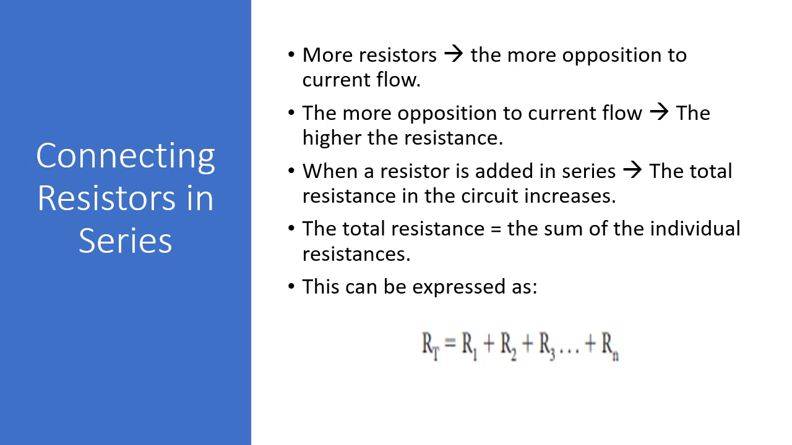The total resistance in a series circuit is the sum of the individual resistances in the circuit. This can be expressed as RT equals R1 plus R2 plus R3 plus until Rn. The numerical subscripts refer to the individual resistors in the circuit. Rn is the last resistor in the circuit. The symbol RT represents the total resistance in the circuit.